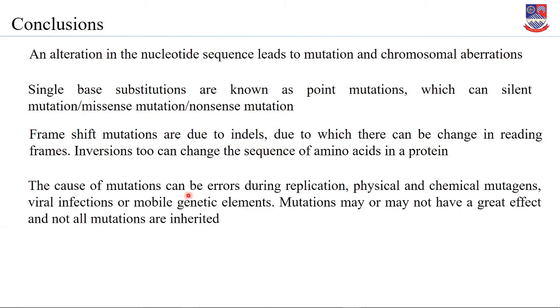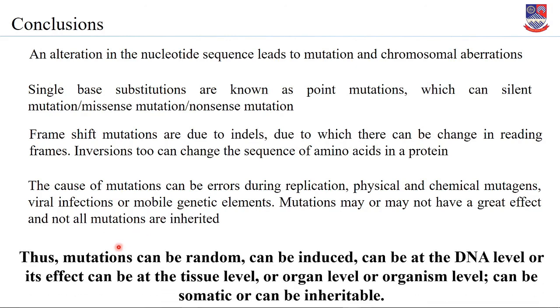The causes of mutations can be various. It could be due to errors in replication. It could be because of physical and chemical mutagens. It could be because of viral infections. Mutations, as mentioned, may have a great effect or not. And plus, not all mutations are inherited. So mutations can be random, can be induced, can be at the DNA level, or its effect can be at the tissue level, organ level, organism level. It can be somatic or it can be inheritable.